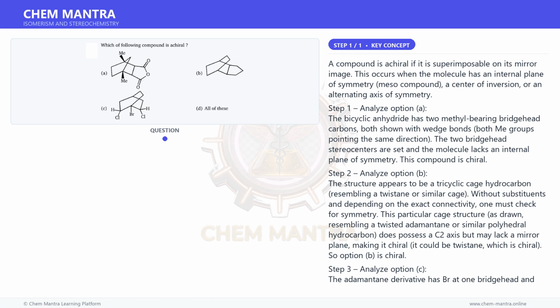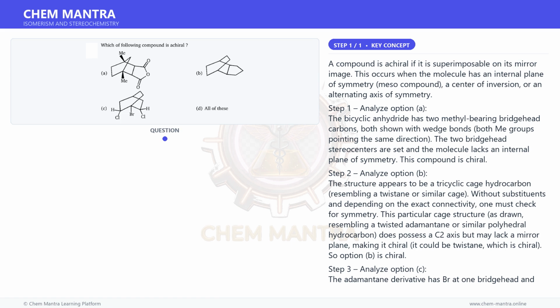Step 3. Analyze option C. The adamantane derivative has Br at one bridgehead and two Cl substituents placed symmetrically on two equivalent carbons of the adamantane cage. Each of the two Cl-bearing carbons also bears an H. The arrangement places the two CHCl units symmetrically with respect to a mirror plane that passes through the Br-bearing bridgehead and bisects the molecule. Because the two CHCl groups are mirror images of each other within the same molecule, one has the H wedge Cl on the left, the other has the H wedge Cl on the right in a symmetric fashion.